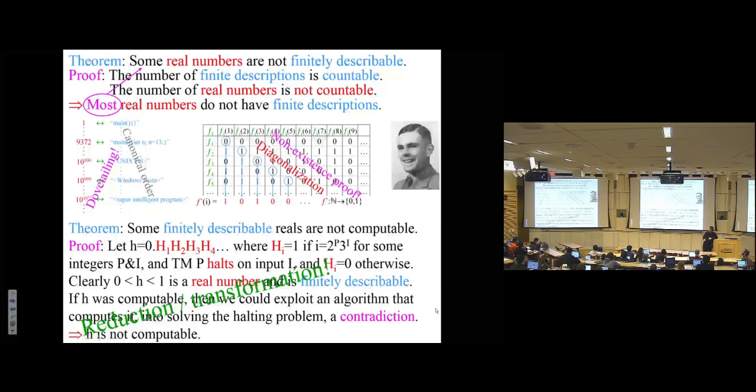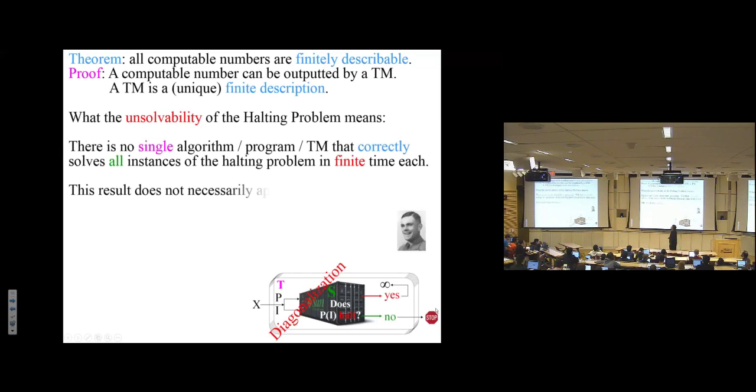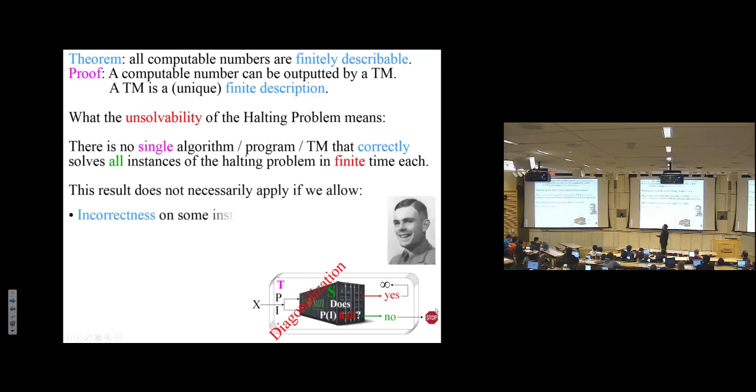So we just proved this pair of theorems. All computable numbers are finitely describable. By computable numbers, we mean there's an algorithm that spits out digits of those numbers. That's what makes a number computable. It's an algorithm that just spits out digits, whatever notation you want, decimal notation, binary notation, you pick.